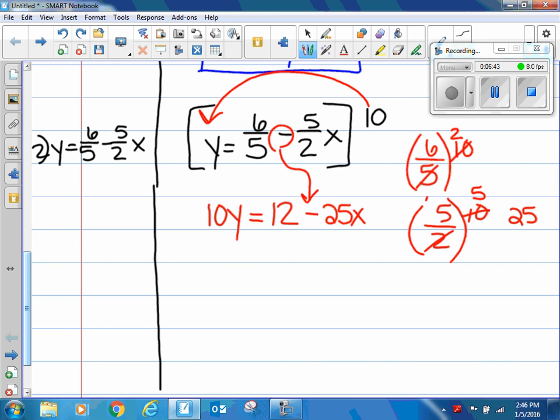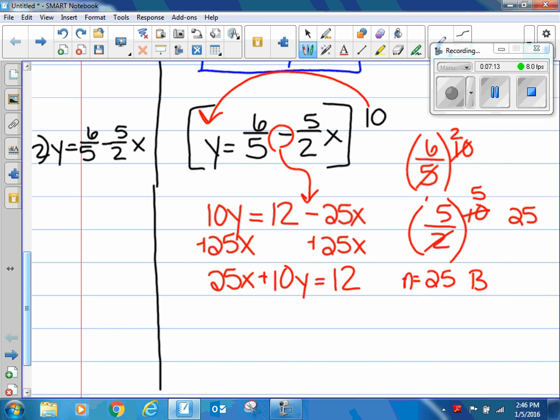And then I have 25x. All right, now I have to move my x over. I need my variables on one side, and 12 needs to be on the other side. So I'm going to add 25x to both sides. And I'm left with 25x plus 10y equals 12. And that's the form I need to be in. My A is 25, my B is 10, and my C is 12. I have no fractions, I have no decimals, and my A is not negative, so we're good to go.